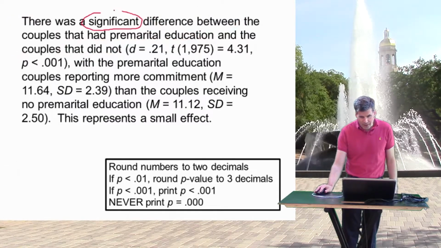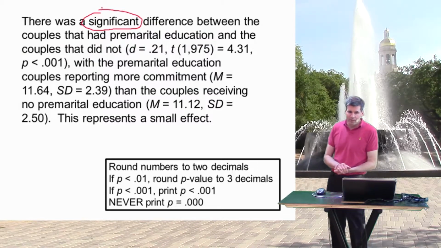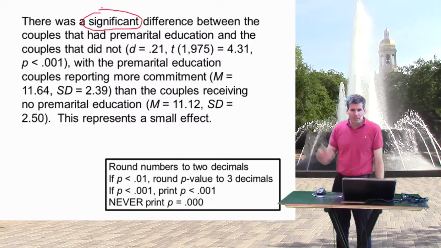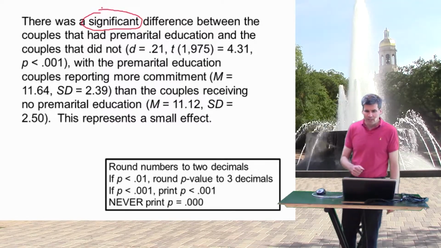And if it's not significant, then you would say there is not a significant difference, or there was a non-significant difference, or just say there was not a significant difference between the couples that had education and those that didn't, if that was the case.